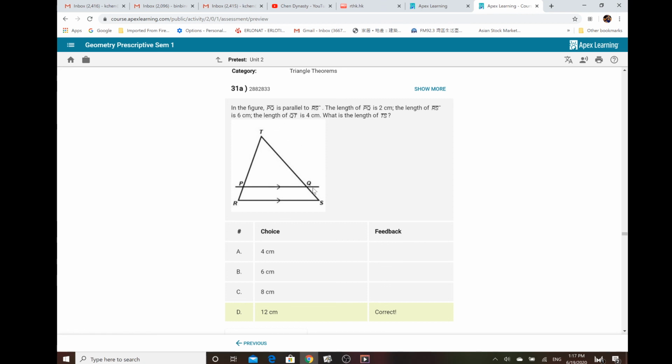And the length of QT is 4 centimeters. What's the length of TS? Using the ratio proportionality, PQ over RS is the same as the ratio of TQ over TS. The ratio for this one is 1/3. In order to find TS, we just need to multiply 3 by 4, so we get 12. Again, it's all about the proportionality statement that we set up earlier.